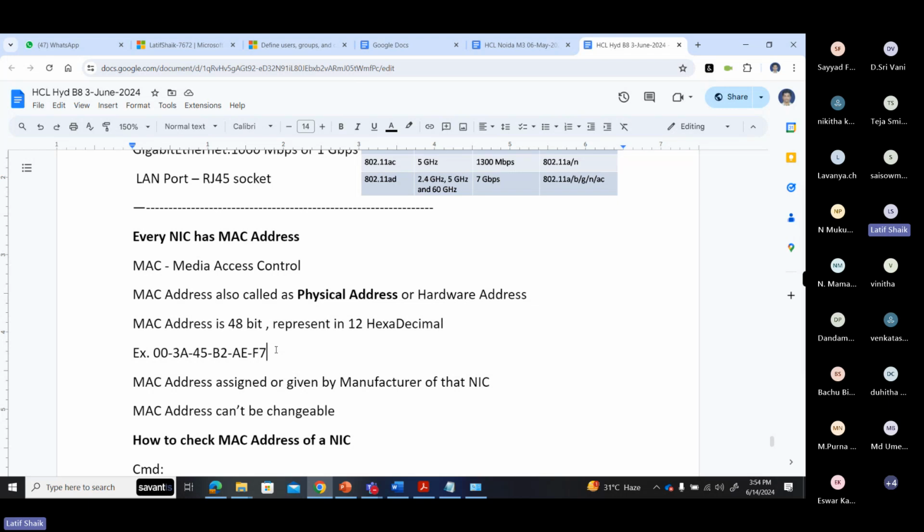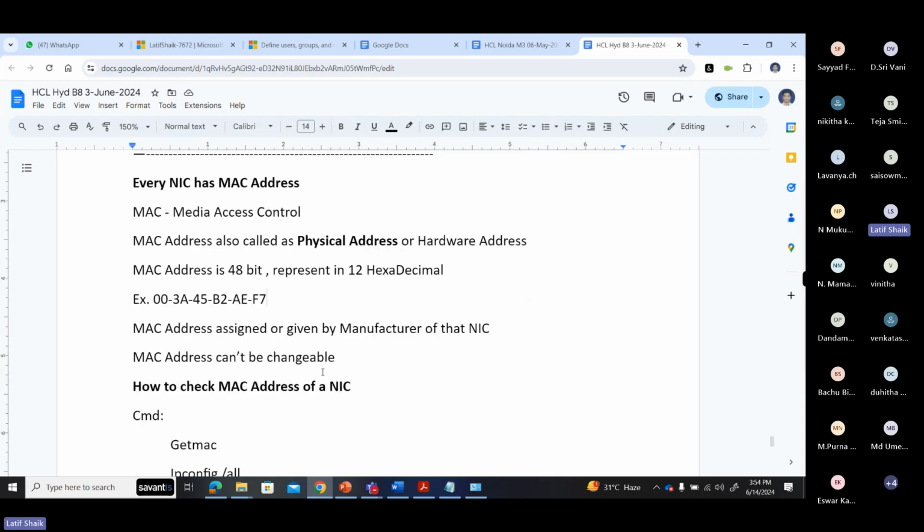Okay, I have a laptop. My laptop's wireless adapter NIC has the only such MAC address in this world. It's a unique address. Okay, guys, understand what a MAC address is?